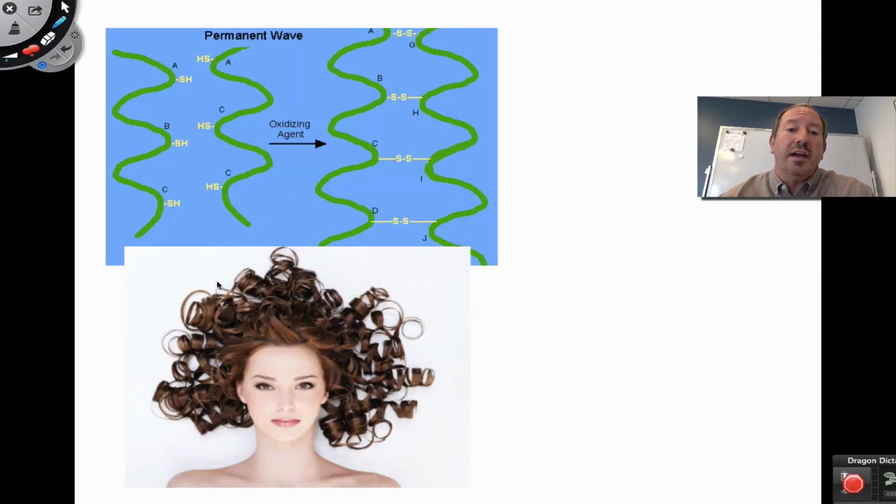As it relates to hair, you know, whether your hair is straight or wavy, it actually can be changed. You could turn your wavy hair straight or turn your straight hair wavy. And the way you would do that is this green line represents the protein keratin. And as it turns out, you've got these sulfhydryl functional groups sticking out of your protein.